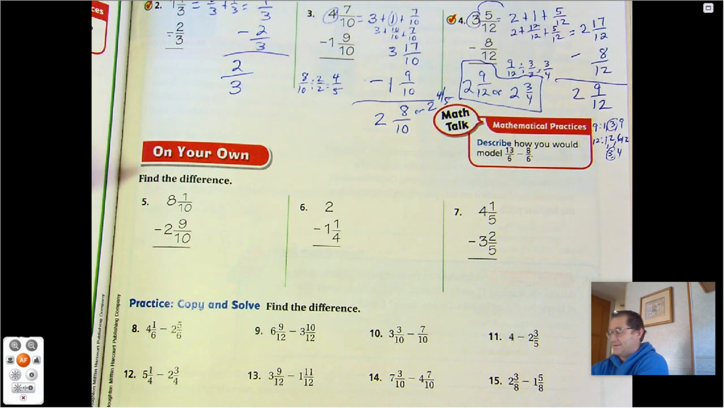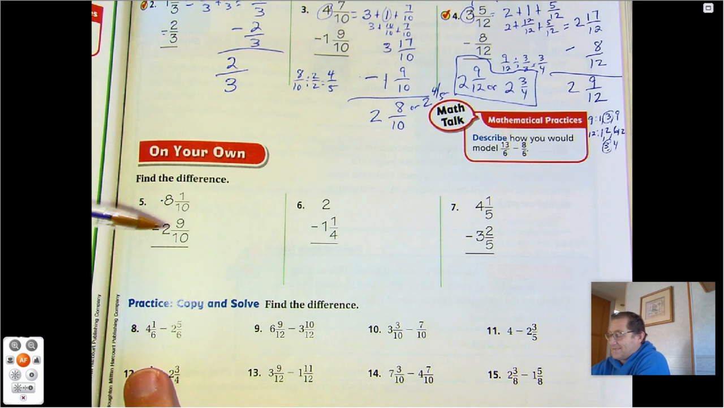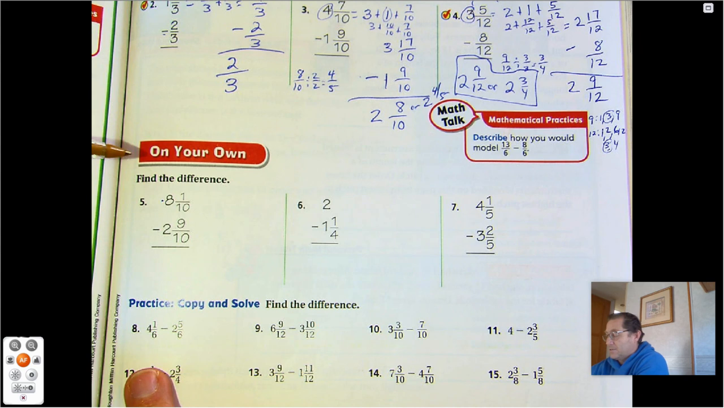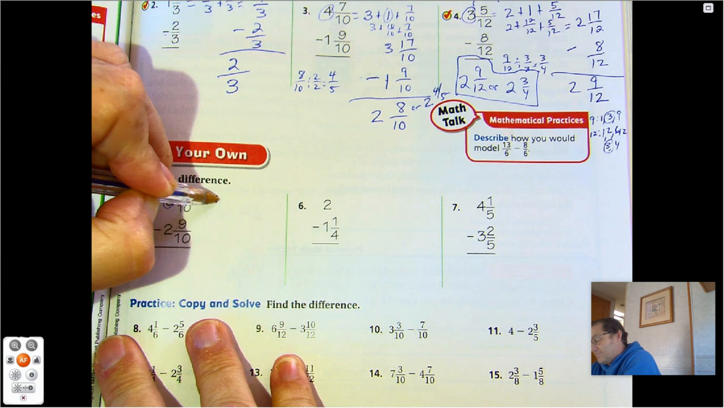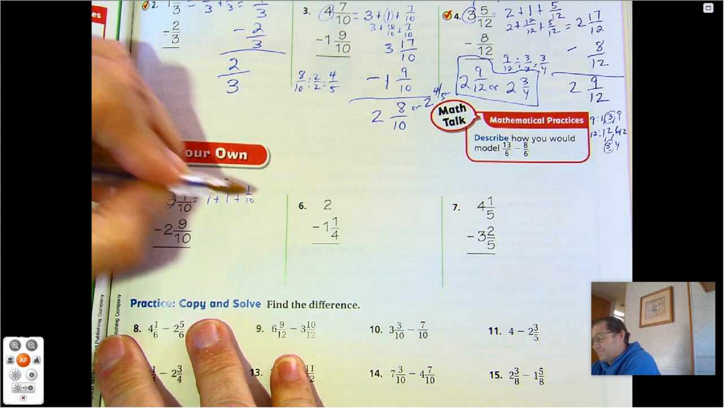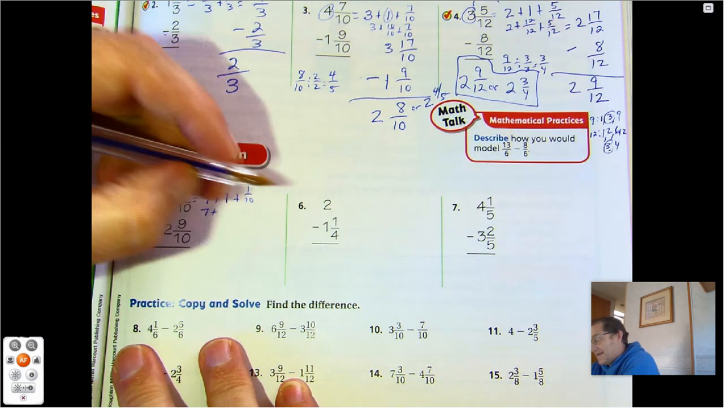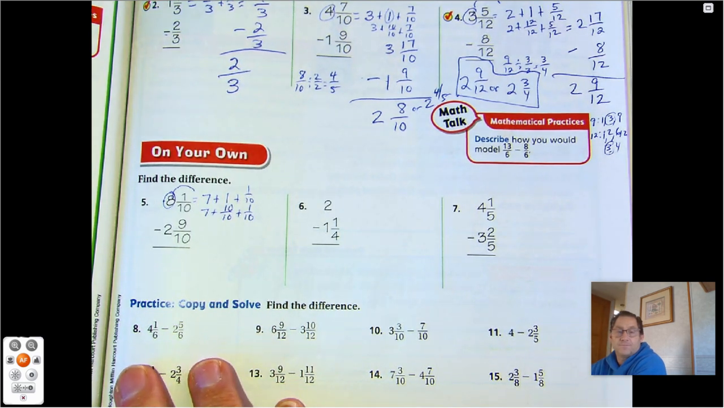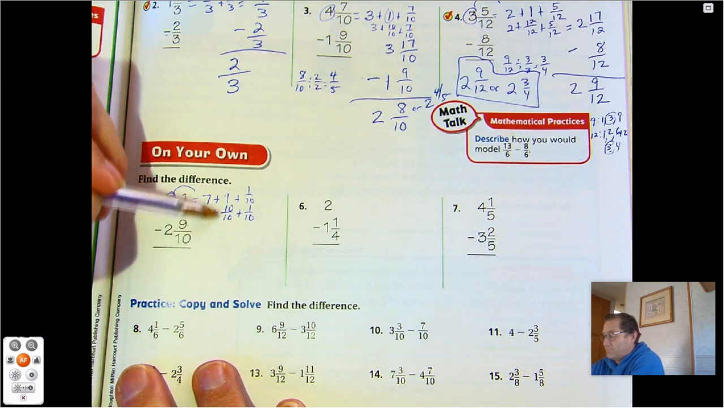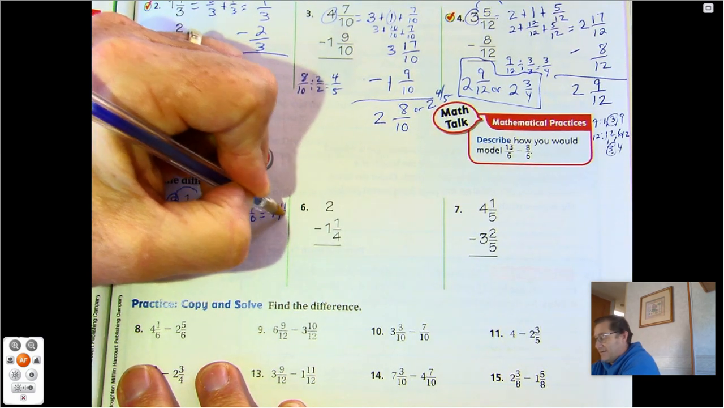Number 5, find the difference. Okay, 8 and 1/10 take away 2 and 9/10. Well, I can't take 9 from 1. So I'm going to rename the 8 as 7 plus 1 plus 1/10. I can exchange the 1 whole for 10 tenths. Okay, all I did was rewrote the 1 as 10 tenths. And now we add those up, we get 7 and 11 tenths.